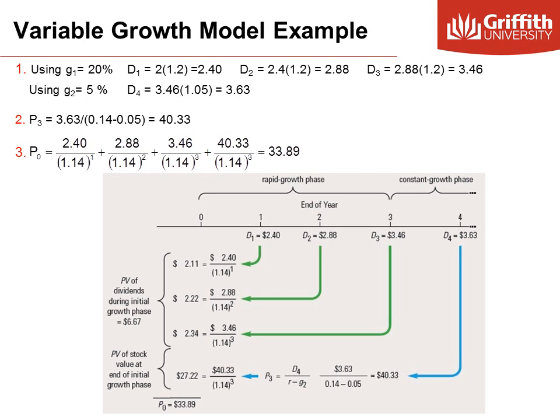Now we have all the cash flows and we discount all 4 cash flows based on just the required rate of return of 14%, noting that the 2 last cash flows occur in the same year, in year 3.